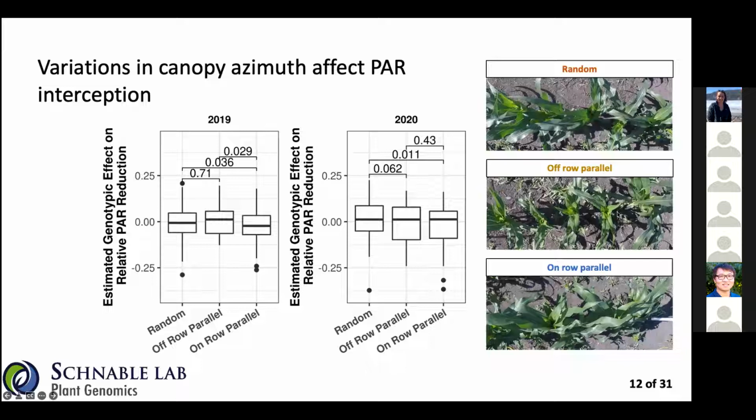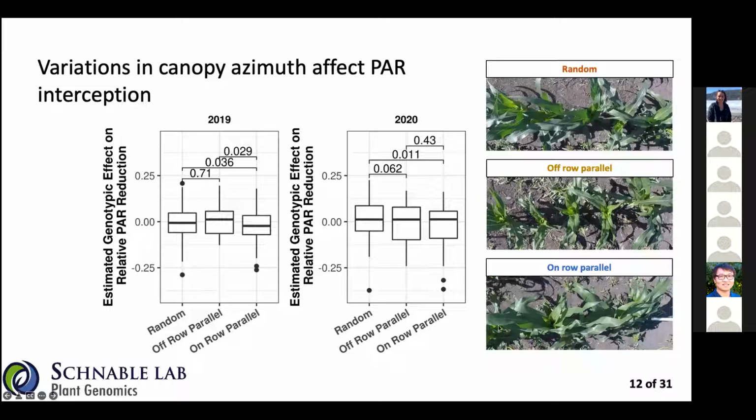This looks exactly like what we show in the commercial hybrid. And the last one is a very specific orientation canopy pattern that we observe in our diversity panel, what we call on-row parallel. In this pattern, the plants are still parallel with adjacent plants, but instead of having the canopy pointing towards the interrow space, they point in the same direction as the crop row.